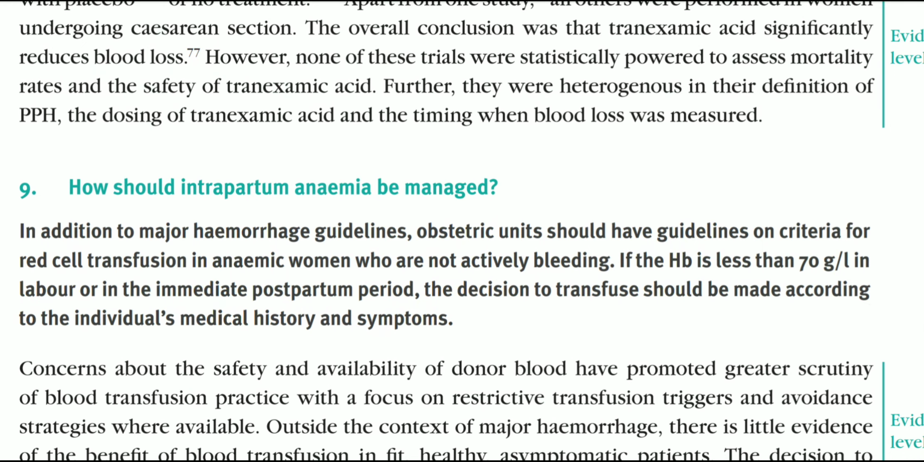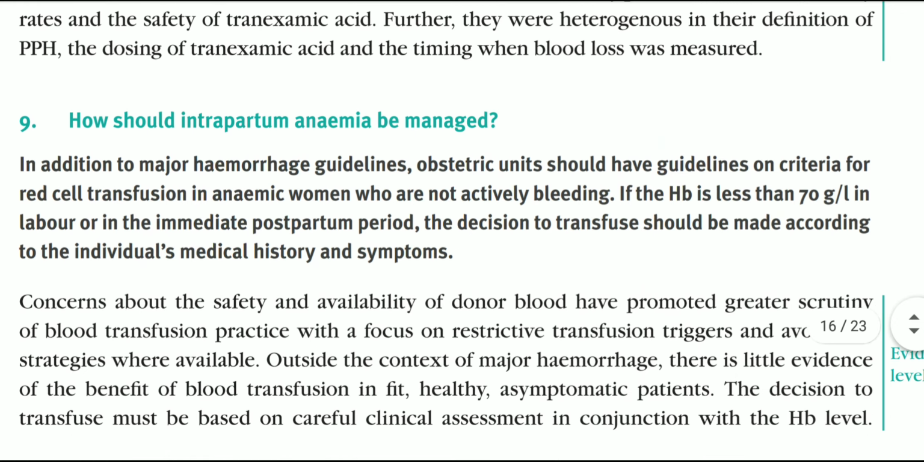How should intraoperative anemia be managed? In addition to the major hemorrhage guideline, obstetric units should have guidelines on the criteria for the blood cell transfusion in anemic women who are not actively bleeding. If Hb is less than 70 grams per liter in the labor or an immediate postpartum period, the decision to transfuse should be made according to the individual medical history and the symptoms.